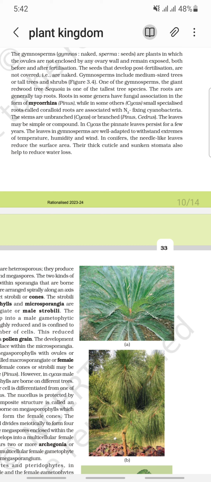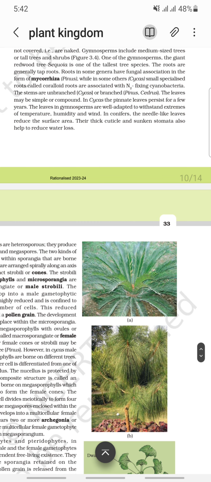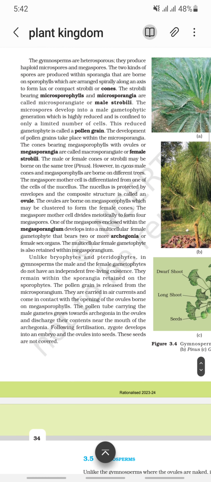In conifers, the needle-like leaves reduce the surface area. The thick cuticle and sunken stomata also help to reduce water loss. The gymnosperms are heterosporous. They produce haploid microspores and megaspores. The two kinds of spores are produced within sporangia that are borne on sporophylls, which are arranged spirally along an axis to form lax or compact strobili or cones.